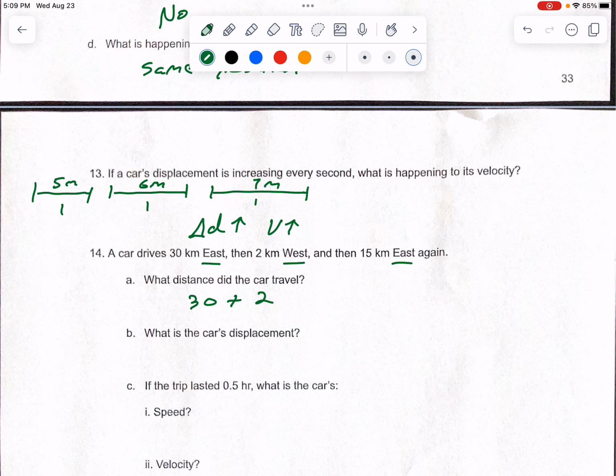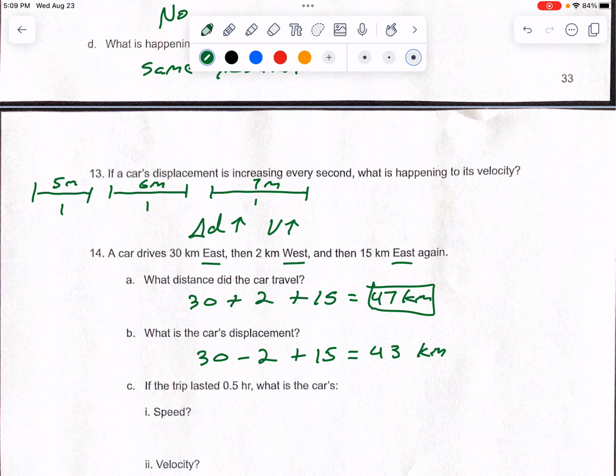30 plus 2 plus 15, and that gives you 47 kilometers. Now displacement's a little different. Displacement cares about which way you go, so direction matters. So I would go 30 kilometers east, turn around and go 2 kilometers west. I'm going to minus that 2 because you can't just add east and west like that. And then I turned around again and went 15 kilometers east again. And that's going to give me 43 kilometers.